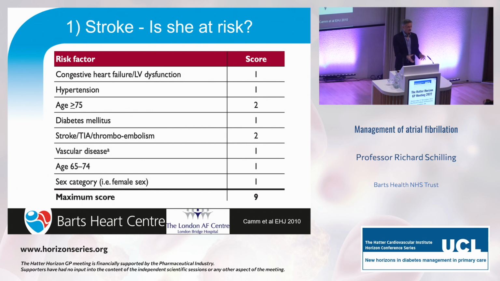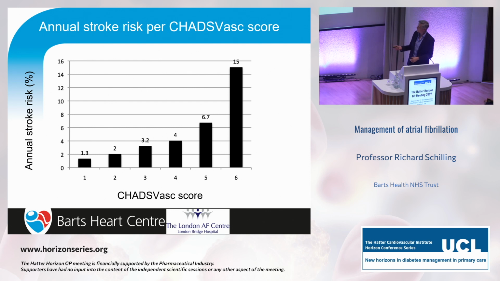And the CHA2DS2-VASc score is the one that's currently being used. It's really simple, and the acronym just helps us to understand what those risk factors are. And you'll all be more than familiar with that. What is really interesting is how high that risk gets at relatively low CHA2DS2-VASc scores. So even at a CHA2DS2-VASc score of 2, that gives you a 2% risk of stroke per year, 20% risk over 10 years, 1 in 5. So surely you'd want to protect yourself.